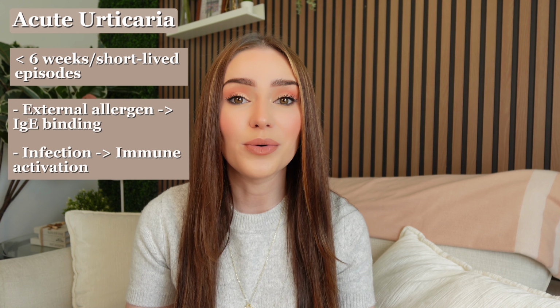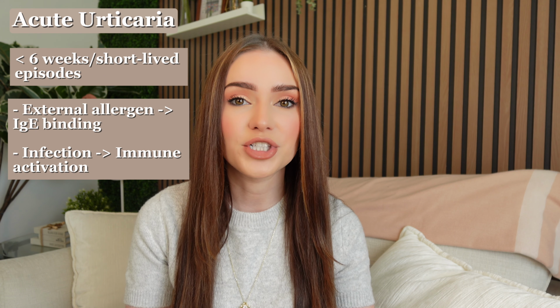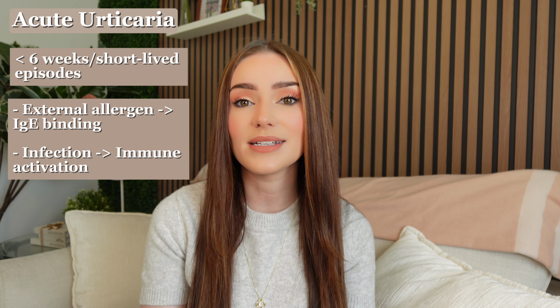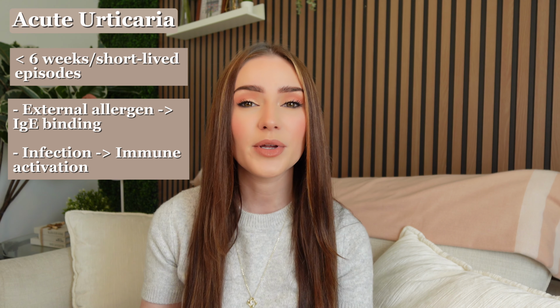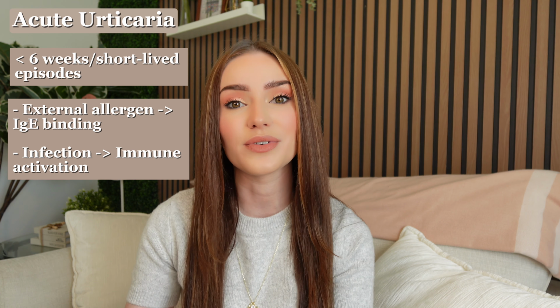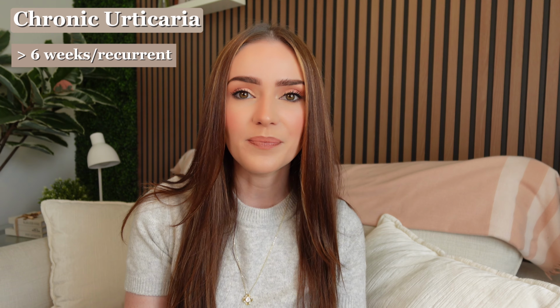So just to summarize, in acute urticaria, there's typically a known cause. So either a true allergen, which acts through that IgE binding and releases histamine that way, or something like an infection, which triggers a different immune response that activates those mast cells to release histamine. Now, in chronic forms of urticaria, where the development of hives is recurrent and persistent, it's not an external allergen that triggers this reaction. Rather, it's either an autoimmune or some sort of internal activation that leads to the development of hives.